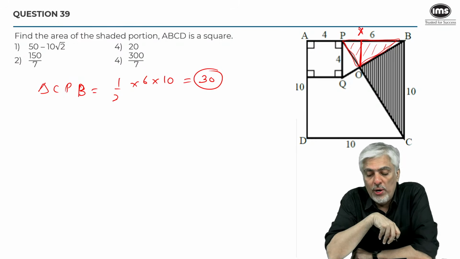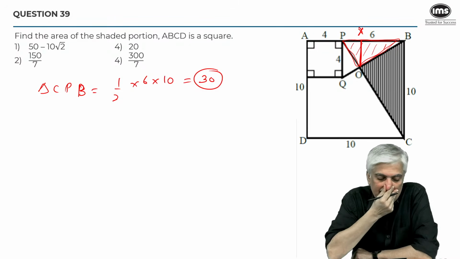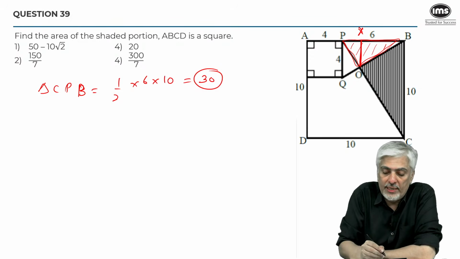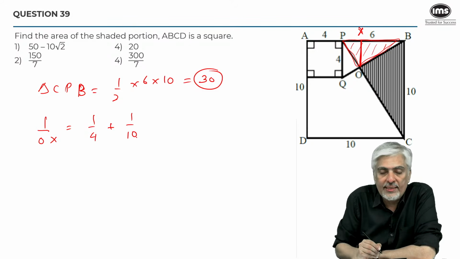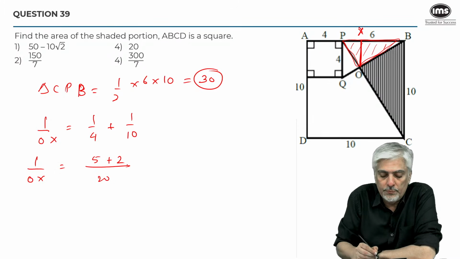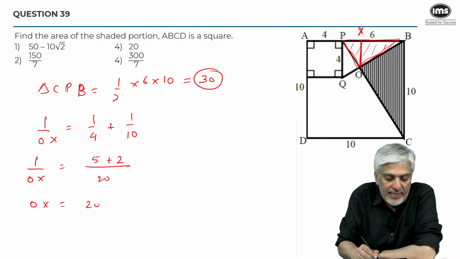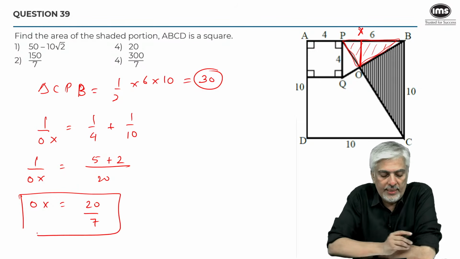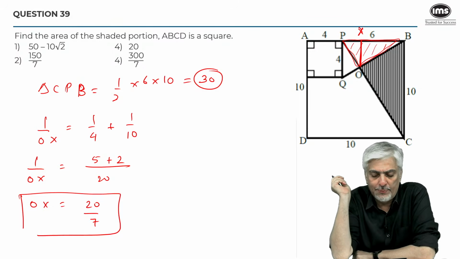Can we find OX? We did this property 2 times today. 1 upon OX is 1 upon 4 plus 1 upon 10. I hope you remember. So 1 upon OX, 20 is the LCM, 5 plus 2. So OX is 20 upon 7. Right? OX is 40 upon 14 or 20 upon 7.